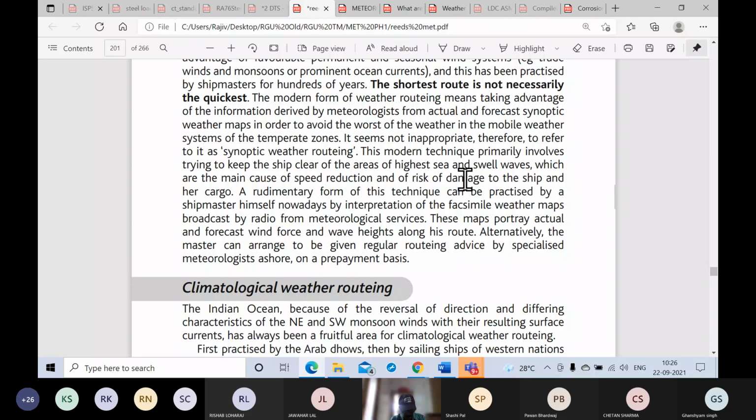But there's one line which is always added in the weather routing messages, which you might have seen in the EGC messages. The final decision is left to the ship, whether they want to follow the weather route or not. It is left to the vessel. After taking all the considerations, the vessel, more so the master, will decide whether to follow the weather routing or not.